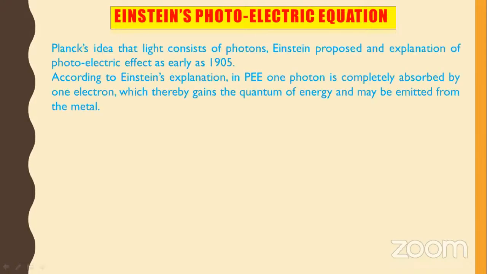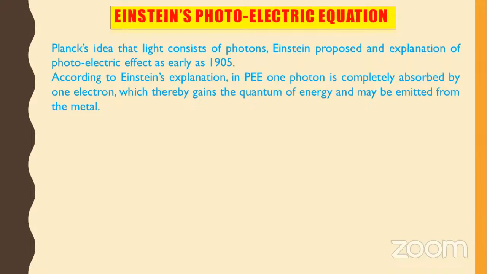So what is Einstein's photoelectric equation? Let us discuss that. According to Planck's idea, light consists of photons. The energy of the photon is E equals h nu. Later on, Einstein proposed the explanation of the photoelectric effect.